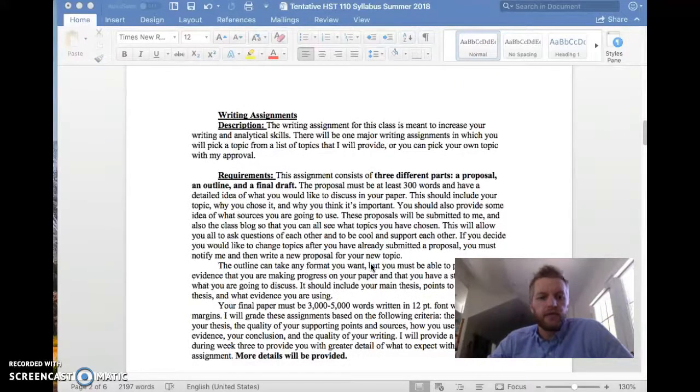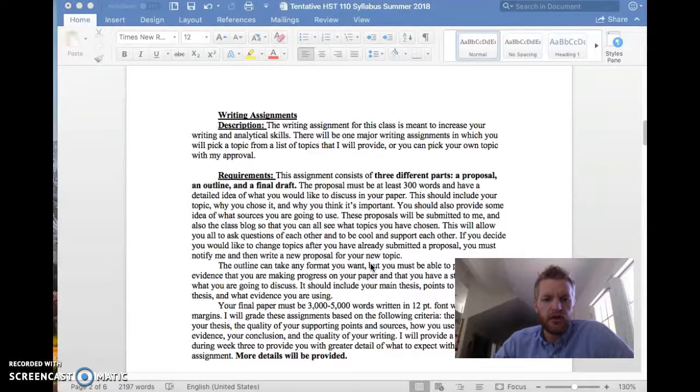The big assignment for this course is a writing assignment, which consists of 3 components: a proposal, an outline, and your final paper. 3 things. So your proposal is 300 words, very basic. The first thing you should talk about is what your topic is, then what your thesis is, or what you think your thesis will be, what sources you might be using, and where you think you'll take it, and importantly, why is this topic important?